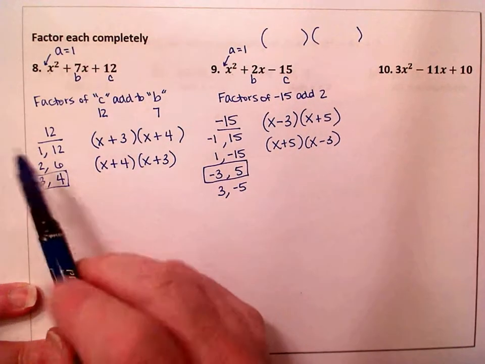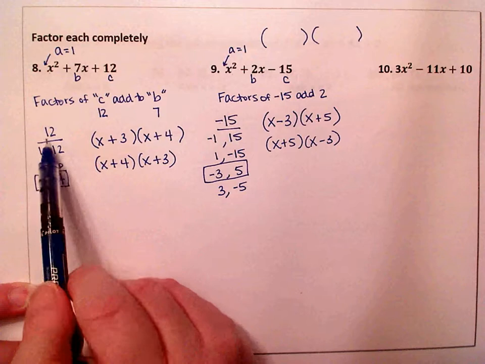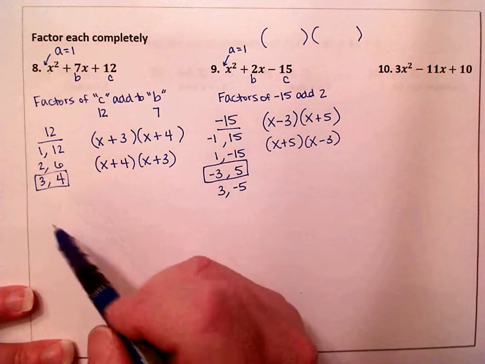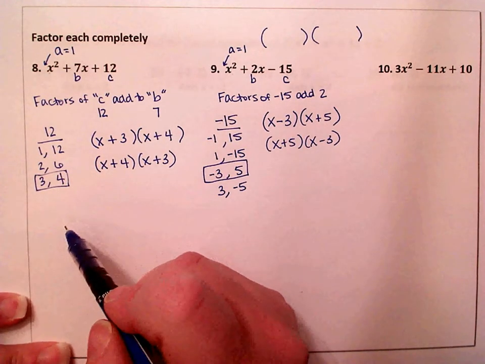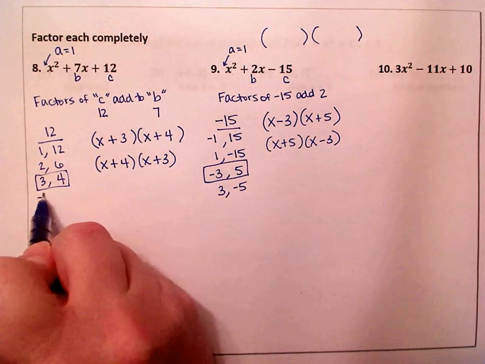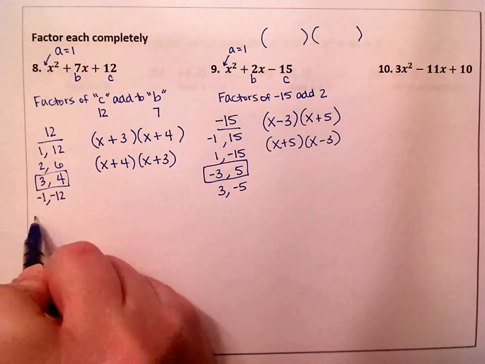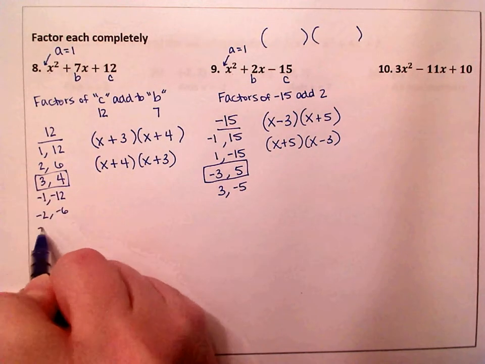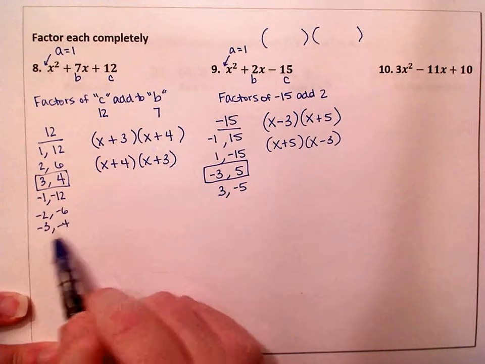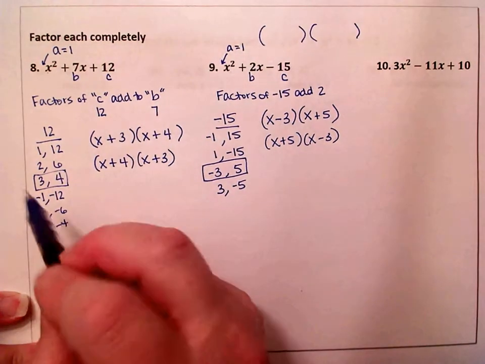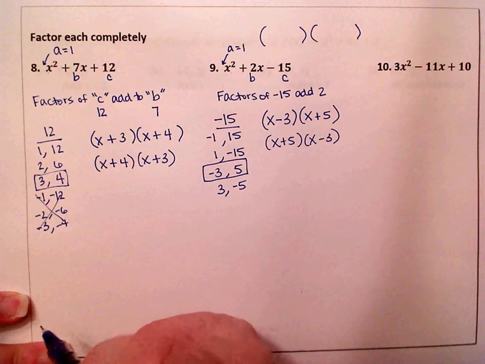On number 8, when we were listing the factors of a positive 12, remember, two negatives multiply to get a positive as well. So we could also have looked at negative 1 and negative 12, negative 2 and negative 6, negative 3 and negative 4, but since they were adding to get a positive, I knew those were not possibilities, so I didn't list those.